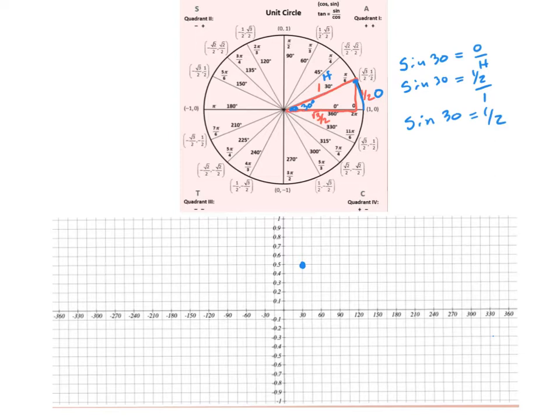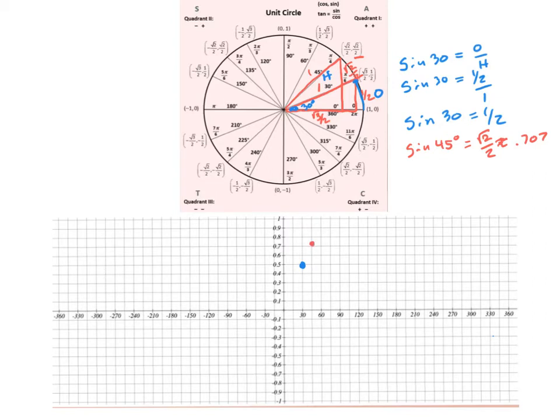Now we can continue to go around the circle, and the next one I'm going to stop at is 45 degrees. So the sine of 45 degrees is going to be just my y distance, the square root of 2 over 2, because that's the opposite side over 1. Well, the square root of 2 over 2 is approximately 0.707. So if I go to 45 degrees, I want to go to about 0.707.